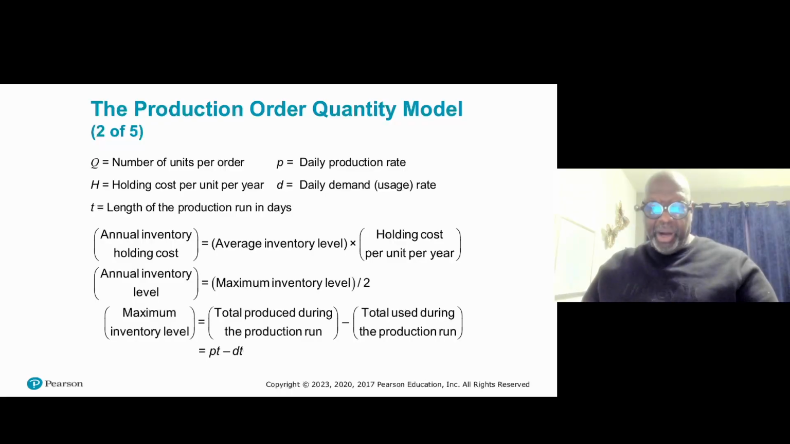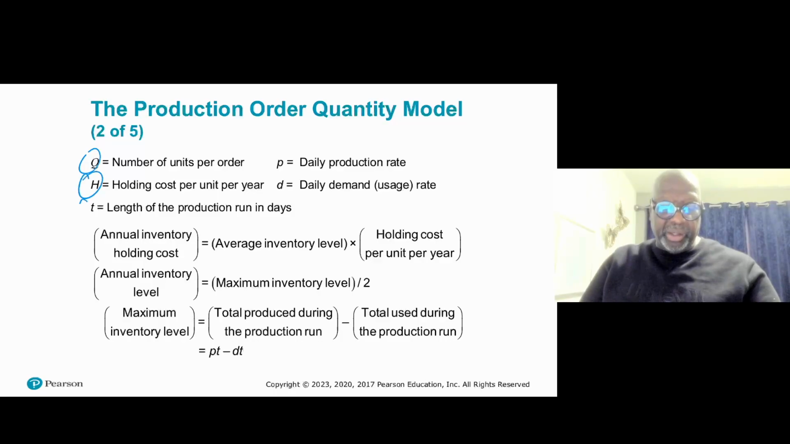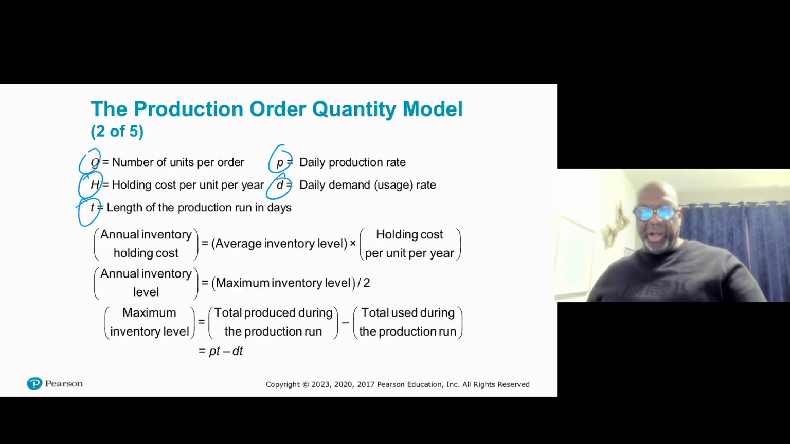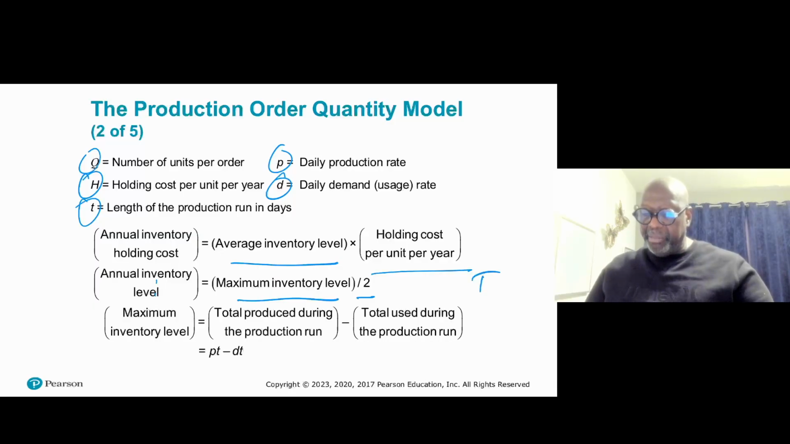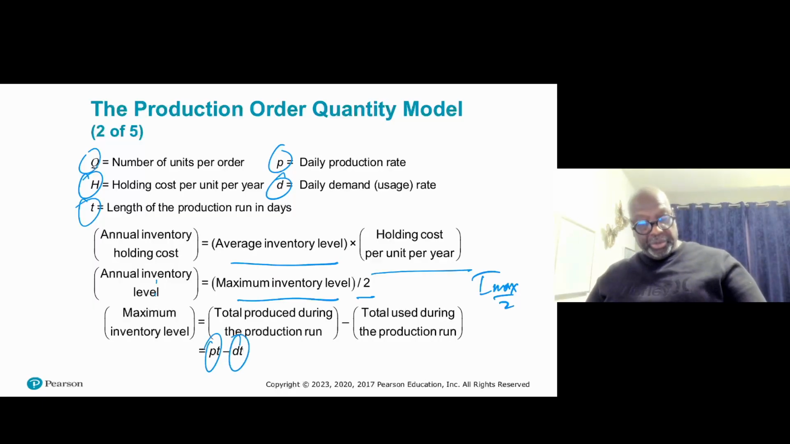All right, so all I've explained a while ago is actually what is being written right here. Q is the number of units we're going to produce. H is the holding cost. T is the length of production in days. The daily demand rate or daily usage rate is D, and P is the daily production rate. And so the annual holding cost is basically the average inventory times H, where the average inventory is the maximum inventory divided by 2, which is Imax over 2, and I showed you how we calculate that. The maximum inventory level would be the total amount that you produce minus the total amount that you use, which we said was P minus D times T.